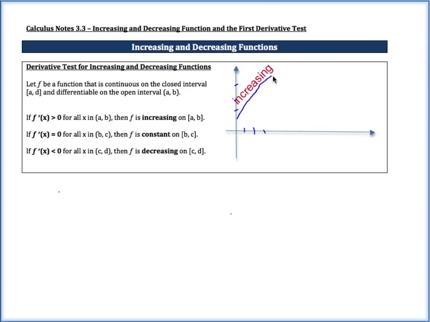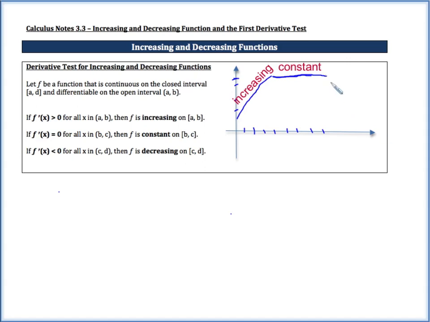Alright, we also know that we can have a function that is constant. So this is just a straight horizontal line here. Graphically, we do get that horizontal line. Algebraically, we say as x increases here, y stays the same. And that is why we call this a constant function.